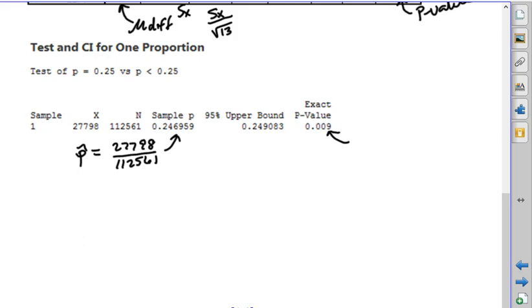Here's the p-value for the test. Notice we do not get a test statistic, but we could figure out the test statistic from the information we're given. And we're only given the upper bound of the 95% confidence interval. But if I know what my sample p is, remember that p hat plus or minus a margin of error gives me my confidence interval. So if I know the upper bound, I subtract the p hat, then I would know the margin of error, and then I could just subtract the margin of error from the sample p to get the lower bound. So I could figure all of this out from the information given.